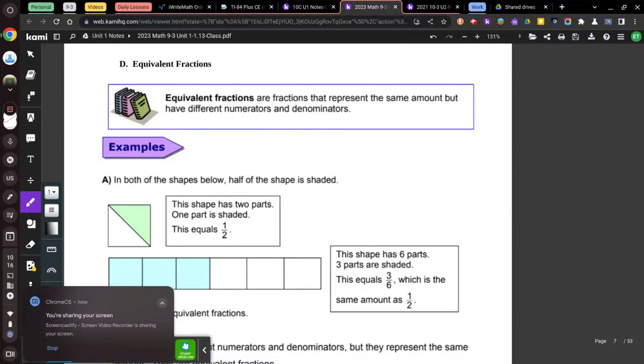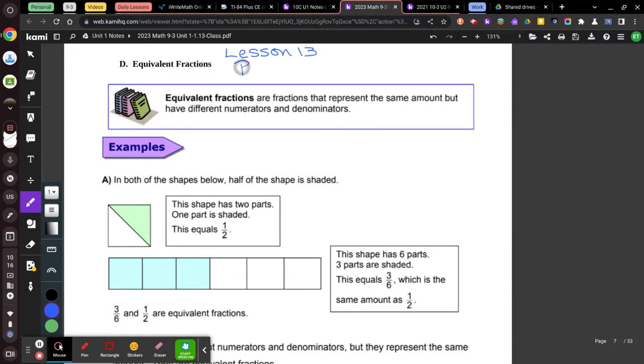Okay, this is lesson 13, part 2. So part 2 is going to be pages 7 through 12, and that's section D and E. So we're doing sections D and E. So we're talking about equivalent fractions.